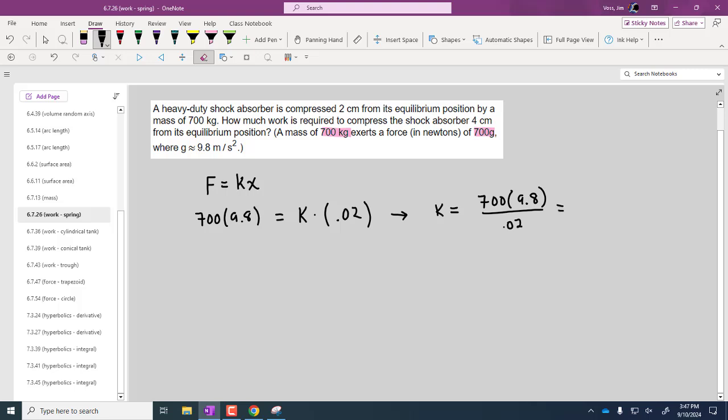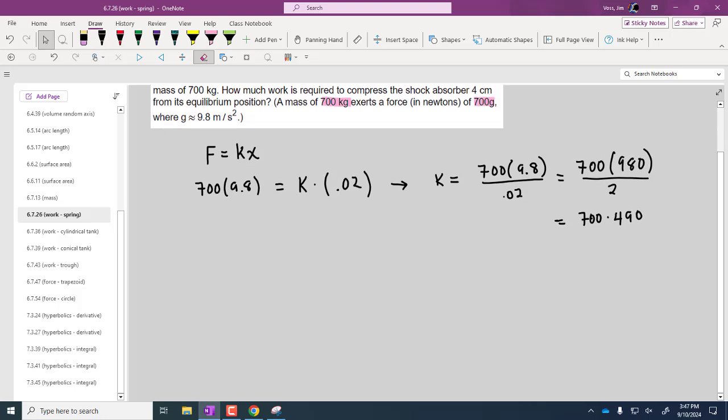And if we wanted to, we could easily just move the decimal over if we don't have a calculator and we're just trying to get rid of the decimals really quickly. We could do this type of thing and then write that as 700 multiplied by 490. Eventually we're going to need our calculator probably. Okay. So that is our spring constant. Spring constant is unique to the spring. It gives you a measure of how hard it is to compress it.